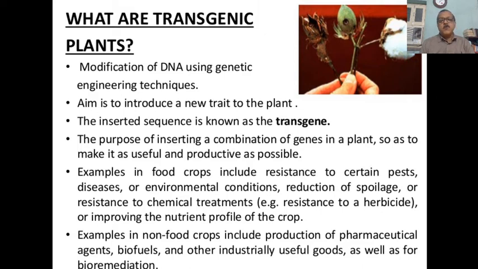Examples in food crops include resistance to certain pests, diseases, or environmental conditions, reduction of spoilage, or resistance to chemical treatments like herbicide and insecticide. Transgenic plants can also help in improving the nutrient profile of the crop. Examples in non-food crops include production of pharmaceutical agents, biofuels, and other industrially useful goods, as well as bioremediation.